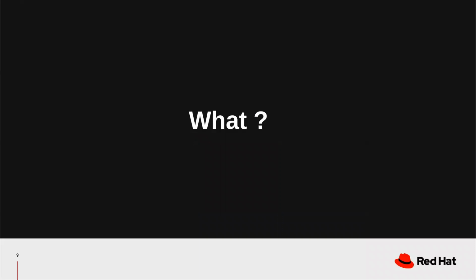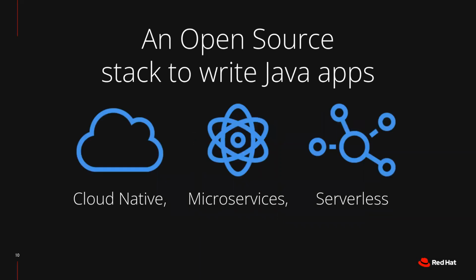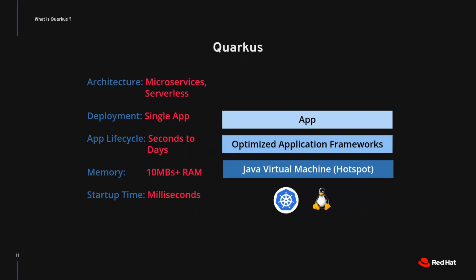So that brings us to the what? What is Quarkus? Quarkus is a stack for Java apps. It's open source. It's specifically created for cloud native, microservices, and serverless. This problem that I've just described is what Quarkus is solving. So in this picture, Quarkus changed to be much lighter here. We only have an optional VM, and then we have an optimized application framework and your app. And we'll get into what that means. But your stack can suddenly look like this.